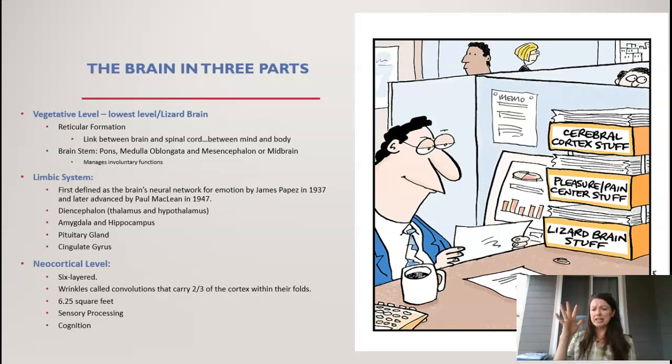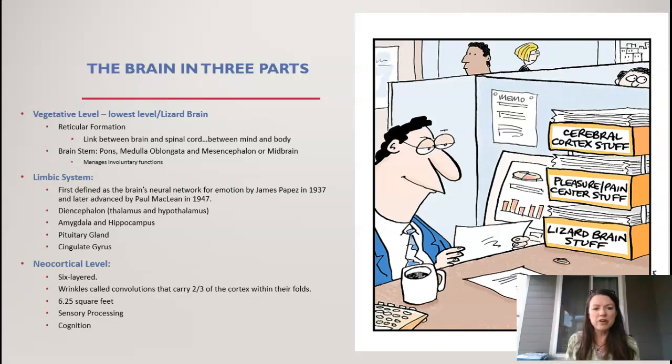If you took your hand and made a fist in which you have your thumb inside, this vegetative level, if you open your hand, is all of this. We think of this as the brain stem and the kind of deeper parts of the brain there at the bottom. And then the thumb, if we tuck it in here in the middle, is the limbic system.